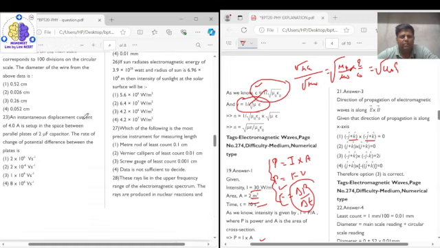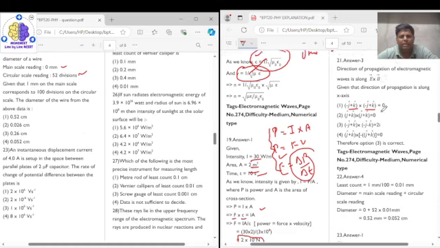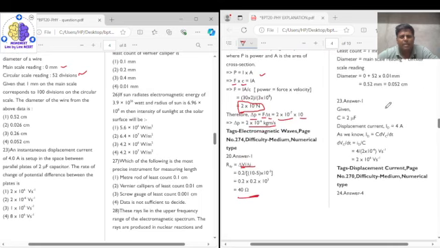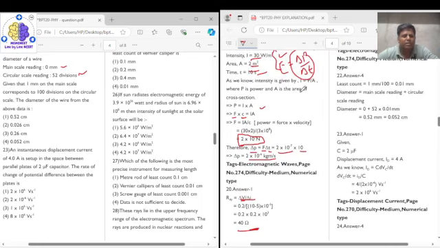Now when they say that 1 millimeter on the main scale corresponds to 100 divisions of the circular scale, they are giving the least count. Least count is equal to 1 upon 100, which is equal to 0.01 millimeter, right?